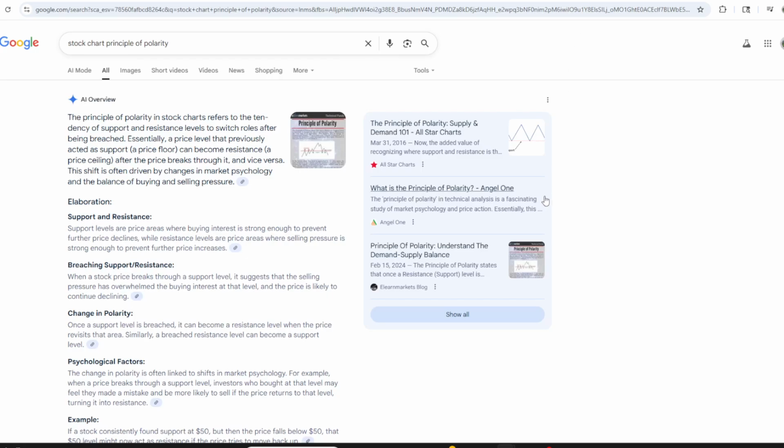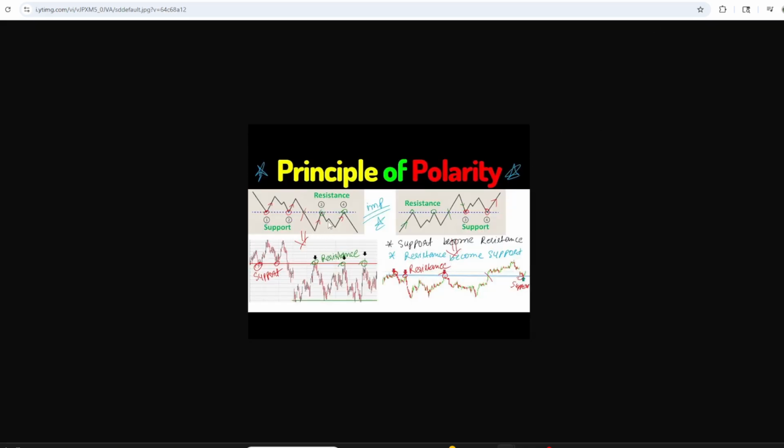So again, it's a very simple concept. The polarity principle, or the principle of polarity. Broken support becomes resistance and broken resistance becomes support.